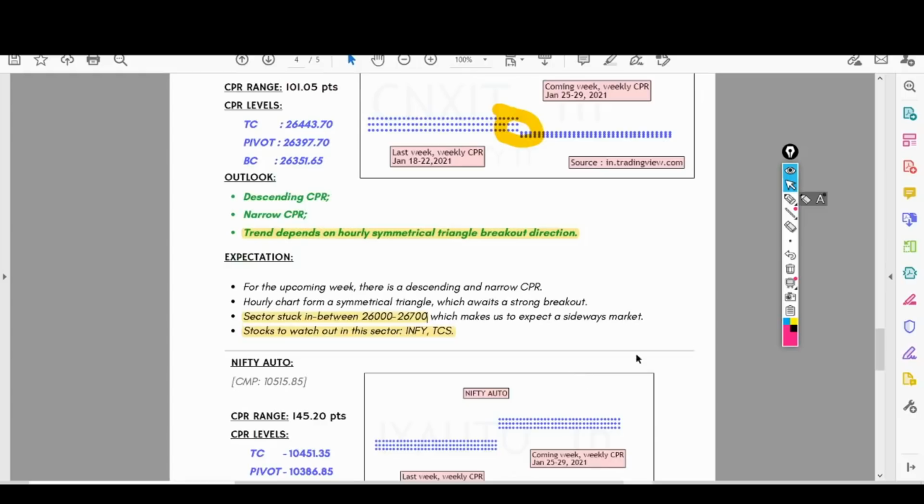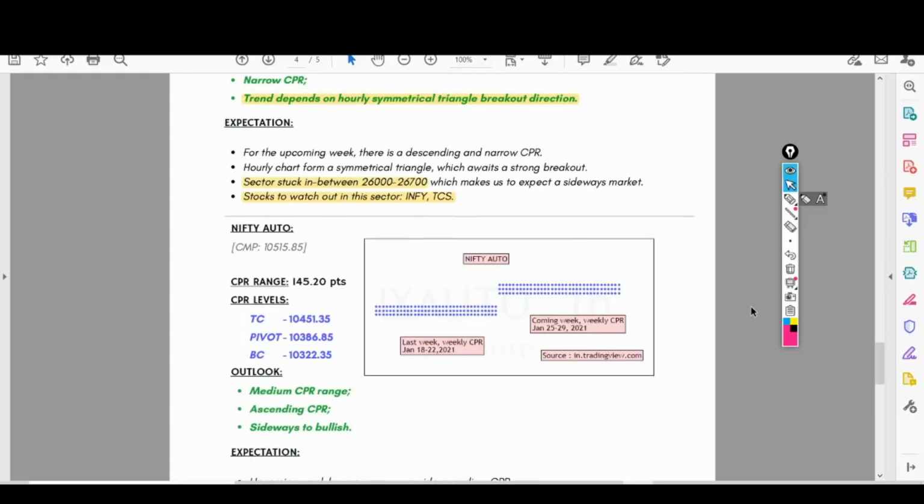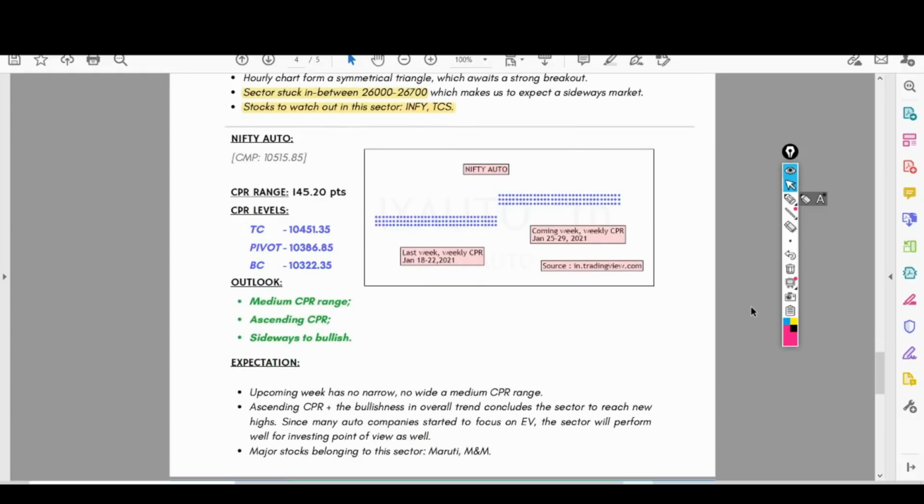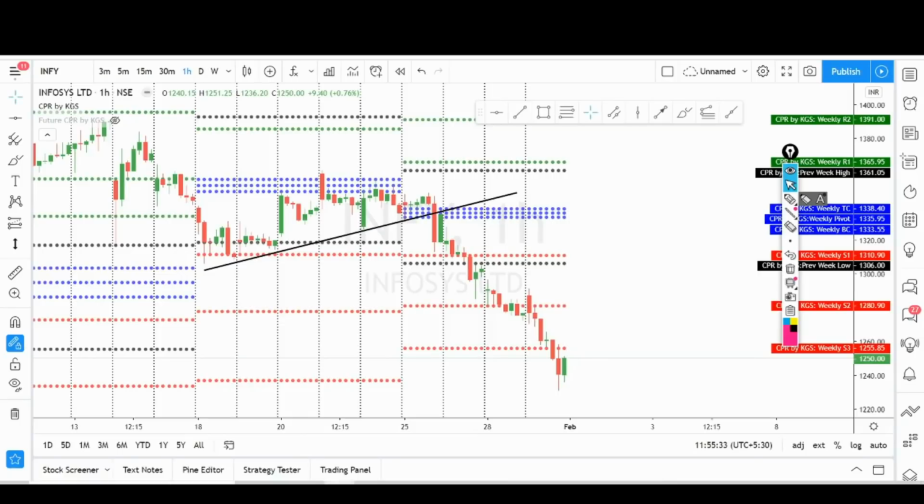Now, the final sector which I was expecting to give a good move was Nifty Auto. So in Nifty Auto last week we had an ascending CPR. This CPR range is not too narrow and it is not too wide. So this we call the medium CPR range, and it is having an ascending CPR as well. And the automobile sector was performing well in the earlier week.